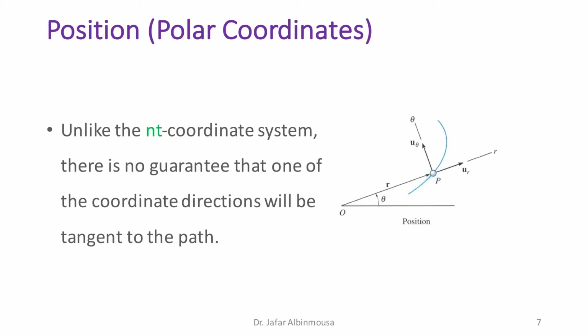Now, a little hint over here. Unlike the NT system, the normal-tangential coordinate system, there is no guarantee that one of the coordinate directions will be tangent to the path. And I think this is very clear over here. As you see, the path is right here. But if I show the two axes of the coordinate system, one of them is here, the other one is there, and clearly there is no tangent.